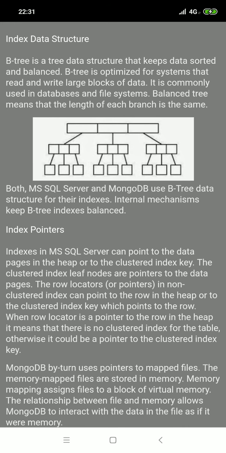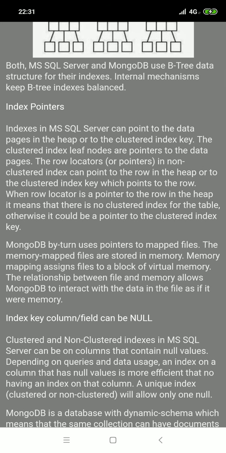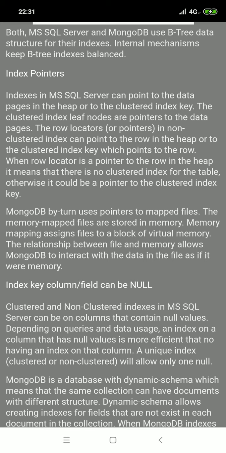Index pointer means indexes in MS SQL Server can point to the data pages in the heap or to the clustered index key. The clustered index leaf nodes are pointers to the data pages. The row locators or pointers in a non-clustered index can point to the row in the heap or to the clustered index key, which points to the row. When the row locator is a pointer to the row in the heap, it means that there is no clustered index for the table, otherwise it could be a pointer to the clustered index key.